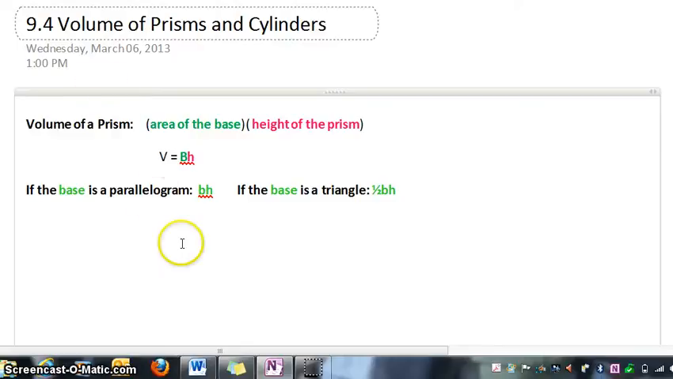Today we'll study how to find the volume of prisms and cylinders. The formula for volume is volume equals area of the base times the height. That's why there's a capital B in that formula.